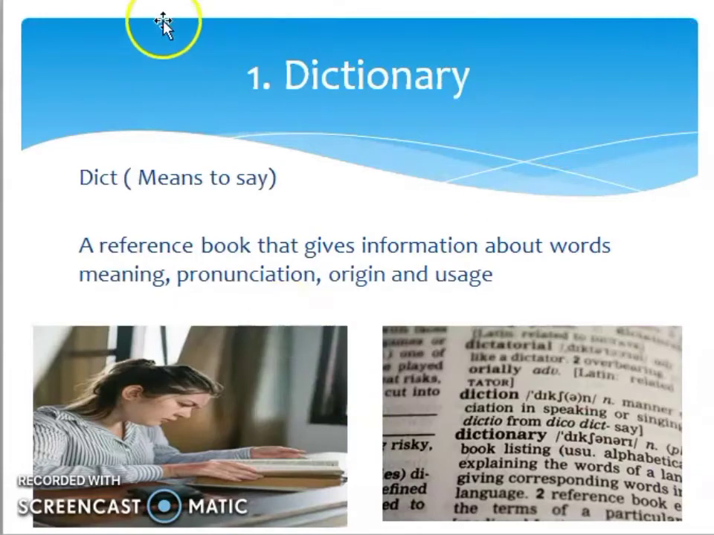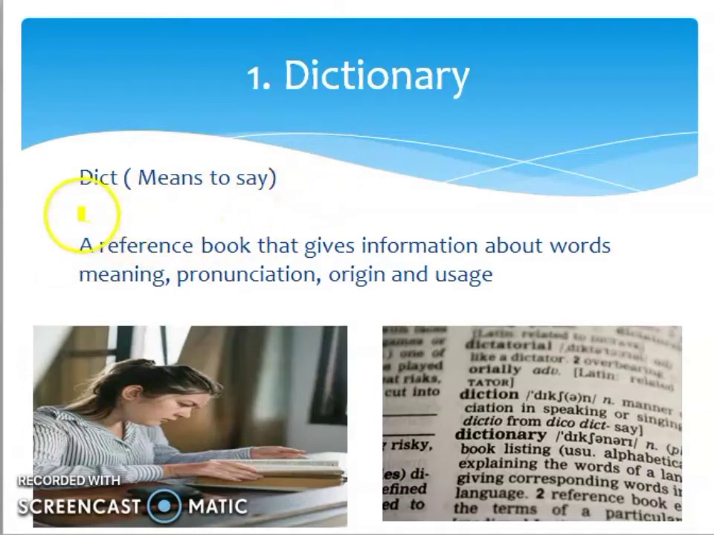So, the first word I've selected is dictionary. Now, I've seen that so many students mispronounce it. Now let's break it down. So we have the root word dict, which means to say. Now let's look at the meaning of a dictionary.